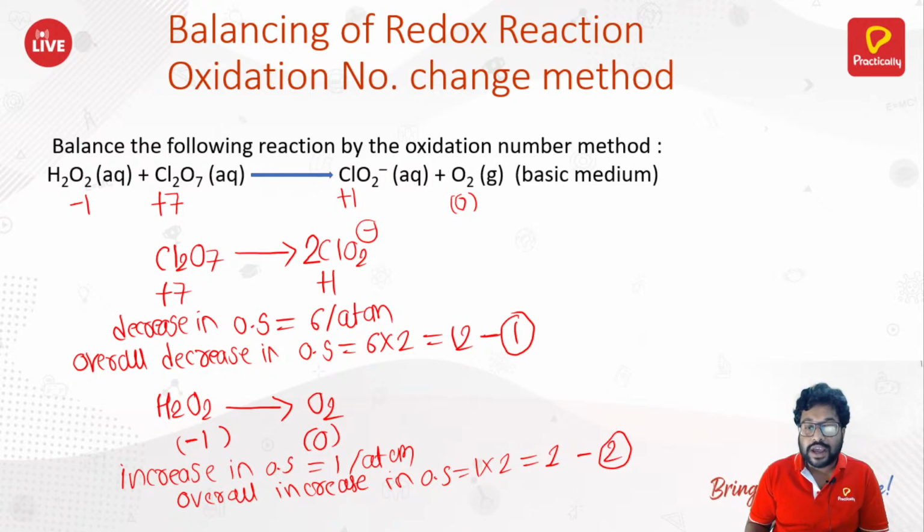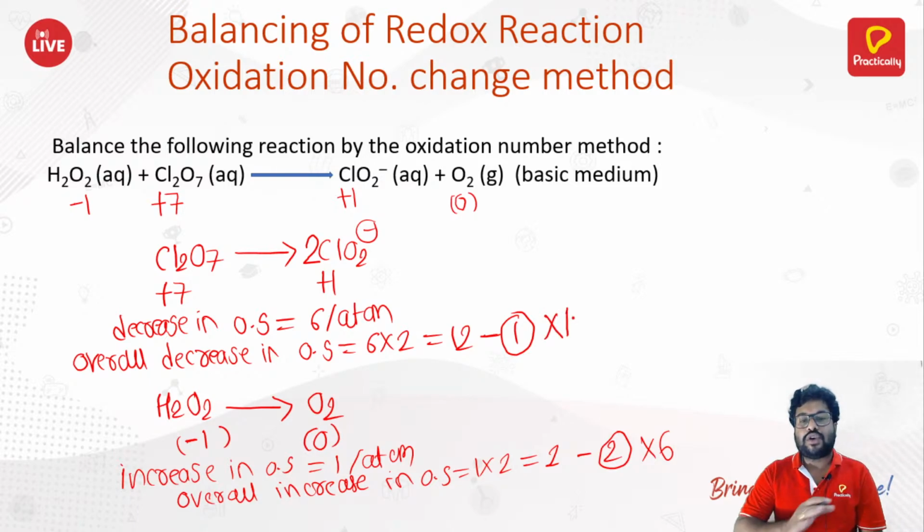Then what you need to do here? You need to multiply equation 2 by 6 so that this will become 12, and multiply equation number 1 by 1. And then you are adding them together. Then what do you have? Let's see in the next slide.